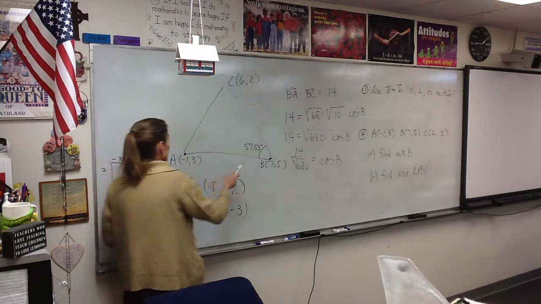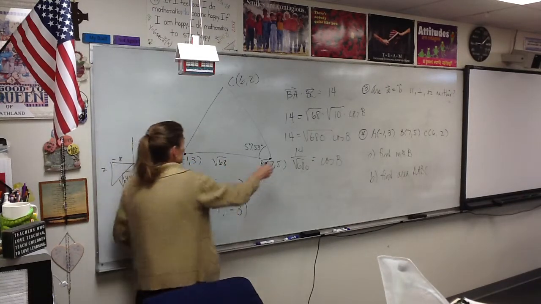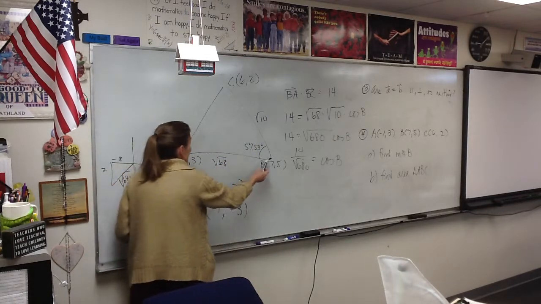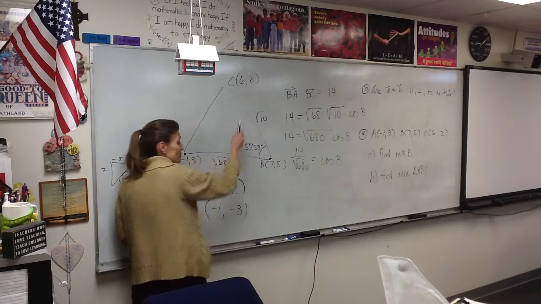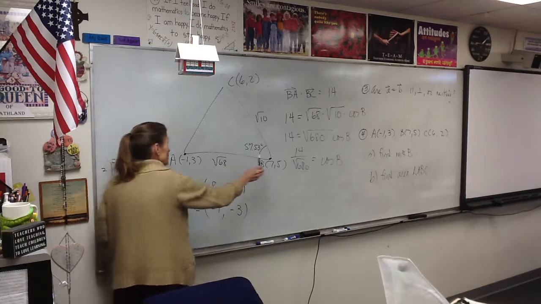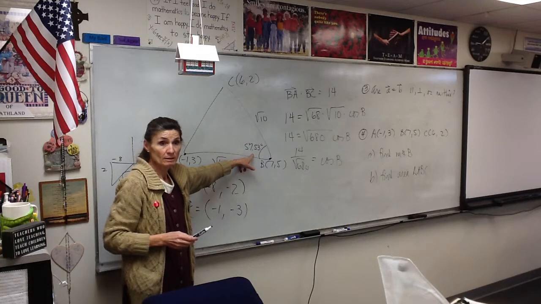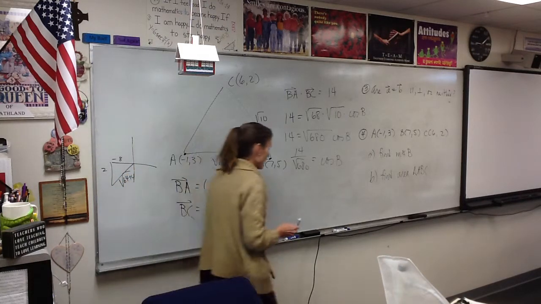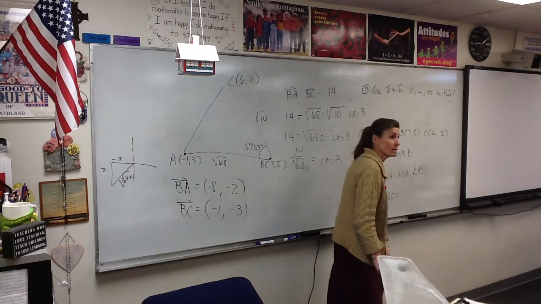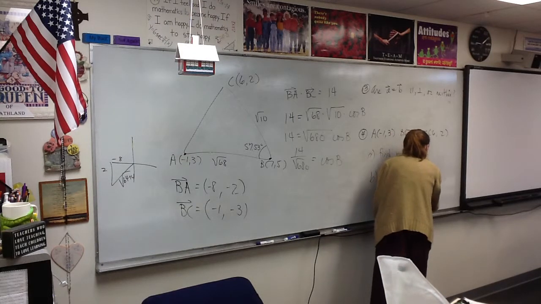Now keep in mind that BA has a magnitude of root 68 and BC has a magnitude of root 10. You have already figured that out, that this is root 68 and this is root 10. So you know this side of the triangle, and you know this side of the triangle, and you now know the angle in between. So we can find area using, what's our formula for area? One of our formulas for area? 1/2 side times side times sine.